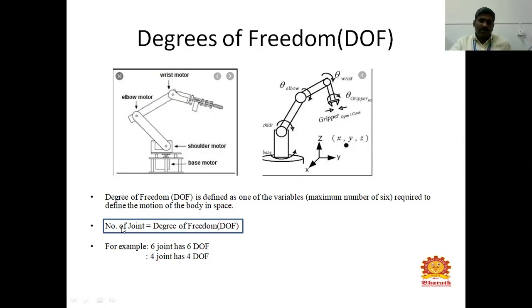So how can we find the degree of freedom of the robot? By the number of joints. The number of joints is equal to the number of degrees of freedom. If the joints are 5, it means 5 degrees of freedom. If the joints are 2, it means 2 degrees of freedom. For example, 6 joints have 6 degrees of freedom and 4 joints have 4 degrees of freedom.